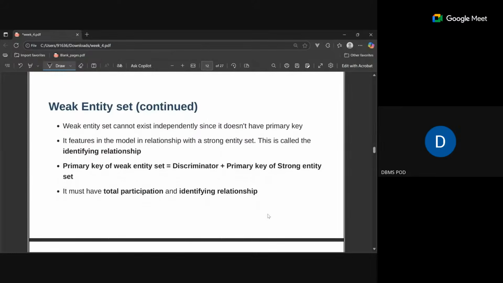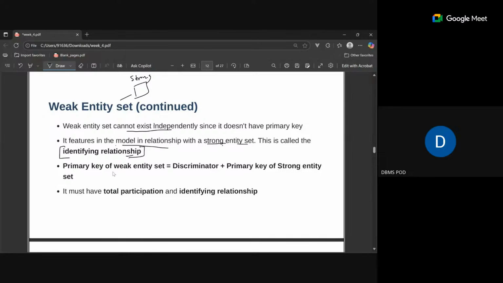As I said, weak entity sets cannot exist independently. As of now, just remember this. I'll show you a demonstration along with the schema diagrams so that you'll be able to understand it. It features in a relationship with a strong entity set. As I said, it cannot exist independently, so it has to combine with some strong entity set. This kind of relationship is called an identifying relationship.